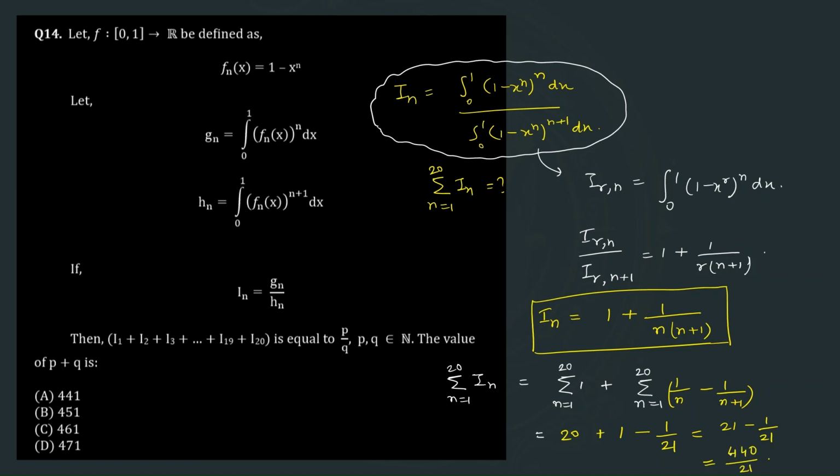That means it is equal to P by Q. So P comes out to be 440 and Q comes out to be 21. And the value of P plus Q becomes 461. So option C is the correct option of this question. I hope you understood how to solve this type of questions. You need to remember this formula for solving these questions in a faster way.